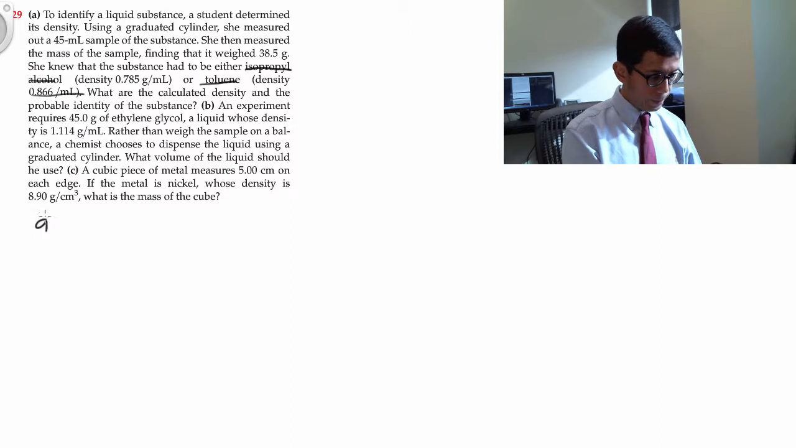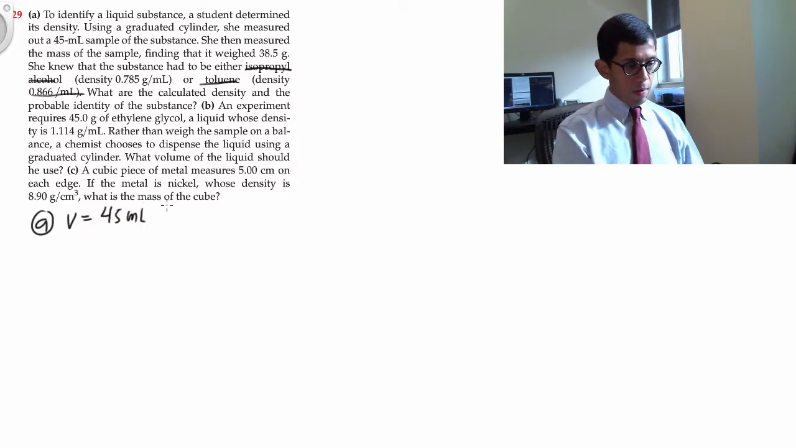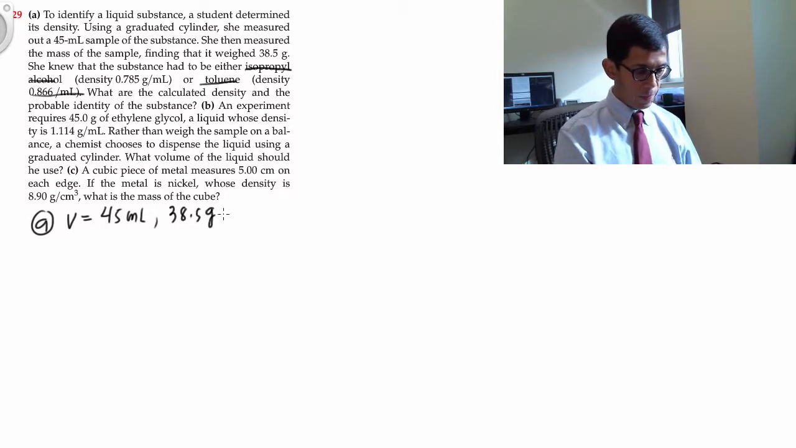So A, we know that the volume measured was 45 mL. What else are we given? The sample weighed 38.5 grams. So out of those, this is the mass, and this is the volume. Out of those two pieces of information, we can get the density. Density is mass over volume, so that will be 38.5 grams divided by 45 mL.